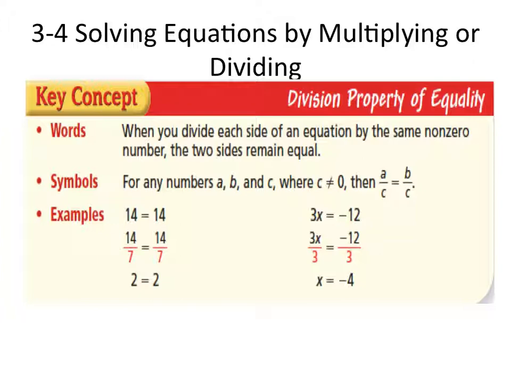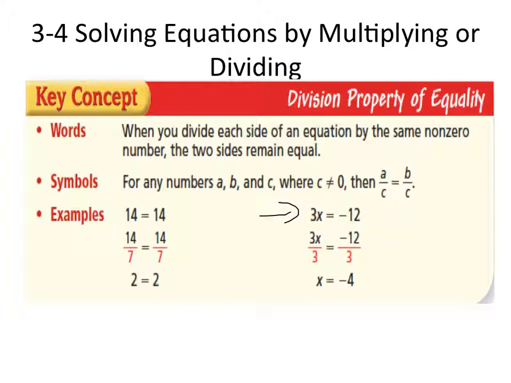When you divide each side of an equation by the same non-zero number, the two sides will remain equal. As I like to say, whatever you do on one side, we do to the other, and it will not change the equation. Both sides will be equal to each other. If you look at the example, this is an equation that requires the division property of equality. It's this one right here.